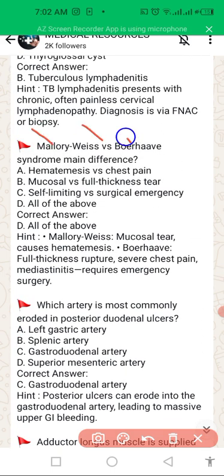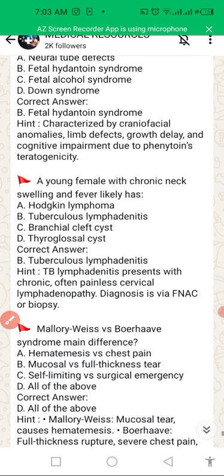Mallory-Weiss and Boerhaave syndrome. Main difference is: Mallory-Weiss syndrome has mucosal tears, hematemesis. Boerhaave syndrome is full thickness rupture, chest pain, mediastinitis, and emergency surgery is required in this condition. All of them are correct.